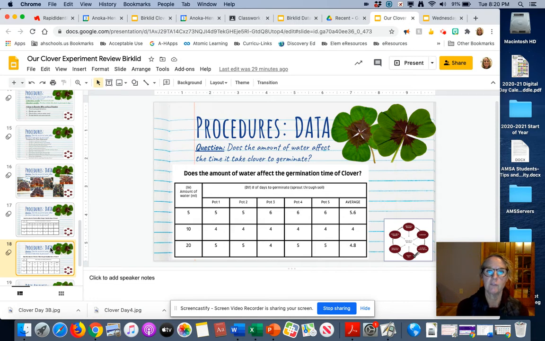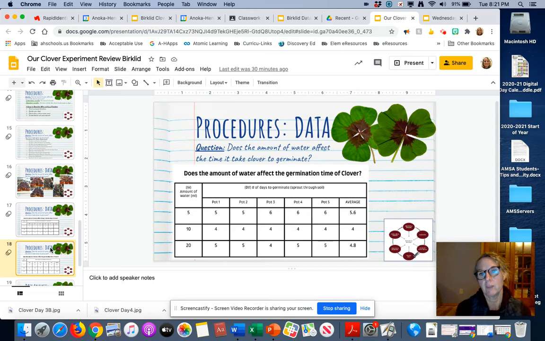The 5 milliliter pots took an average of 5.6 days to germinate. The 10 milliliter pots took an average of 4 days to germinate, and the 20 milliliter pots took an average of 4.8 days to germinate. So now the next thing we need to think about is, which hypothesis is supported by our data? Which one germinated in the fewest days?